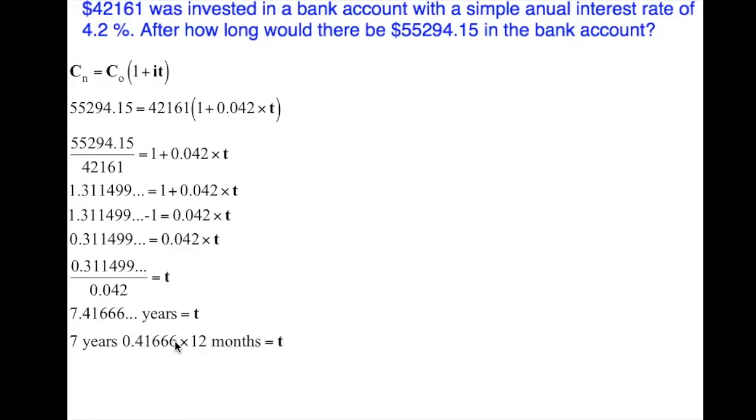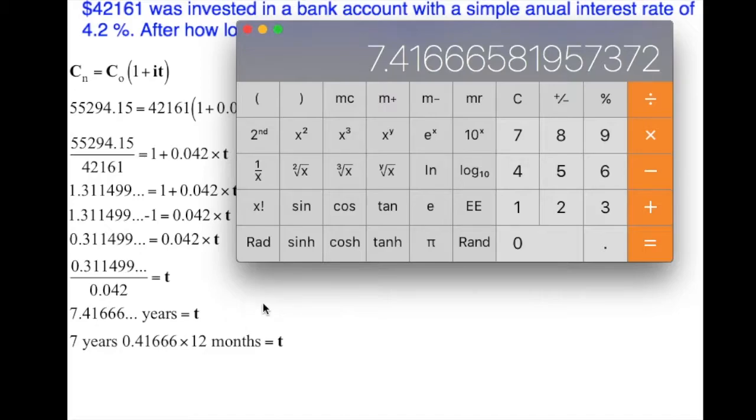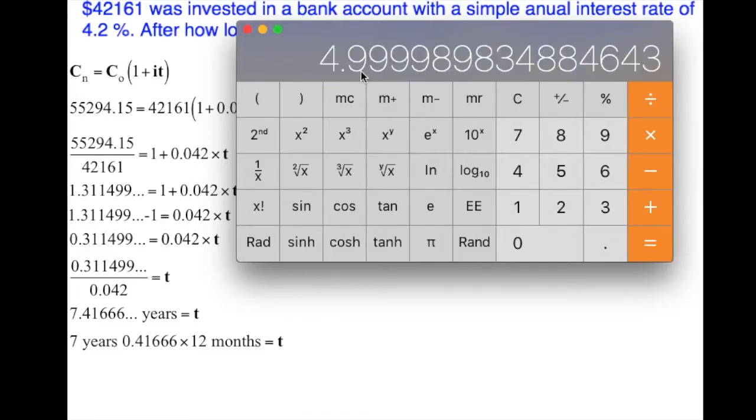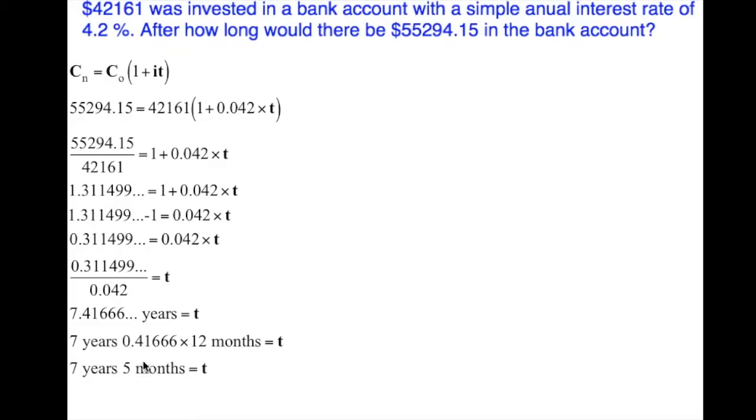I'm going to multiply the fractional part by 12. That'll give us the number of months that we have. If you had 0.5 of a year, 0.5 times 12 is 6. You have 6 months. So 0.4166 times 12, so I'm going to subtract the 7 from that, and then multiply that by 12, and that gives us 4.999999. So really, 5 months. We have 7 years, 5 months. That is our final answer.